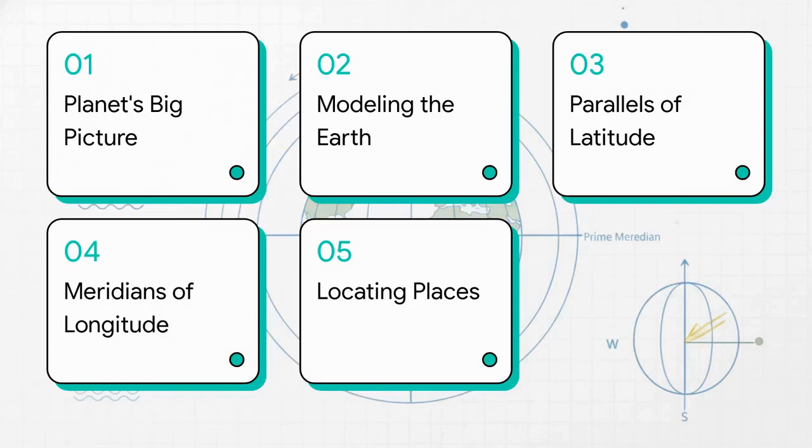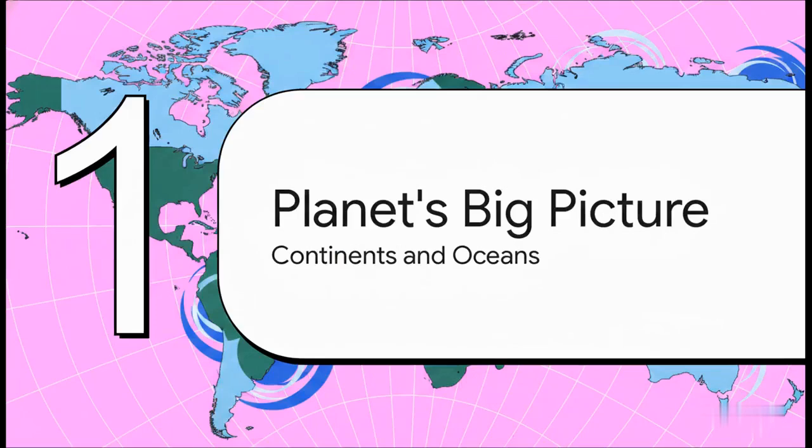waves? Okay, so here's our roadmap for this explainer. We'll start with our planet's big picture, then move to modeling the Earth, check out parallels of latitude, meridians of longitude, and finally, how to locate specific places on Earth. All right, let's jump right into Section 1, our planet's big picture.